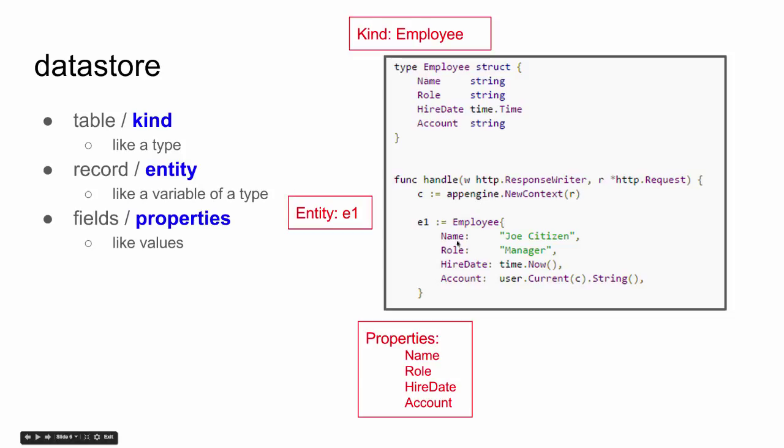So here's E1, and that's what we just did. And then we could have the properties, which are like the values, right? And so here we have those values, and that's what those properties are. So that's kind of how you think about how it goes from NoSQL to Go code. Your kinds are kind of like your types or a struct, right? And then your entities are like a variable of that type, and then your properties are the values.